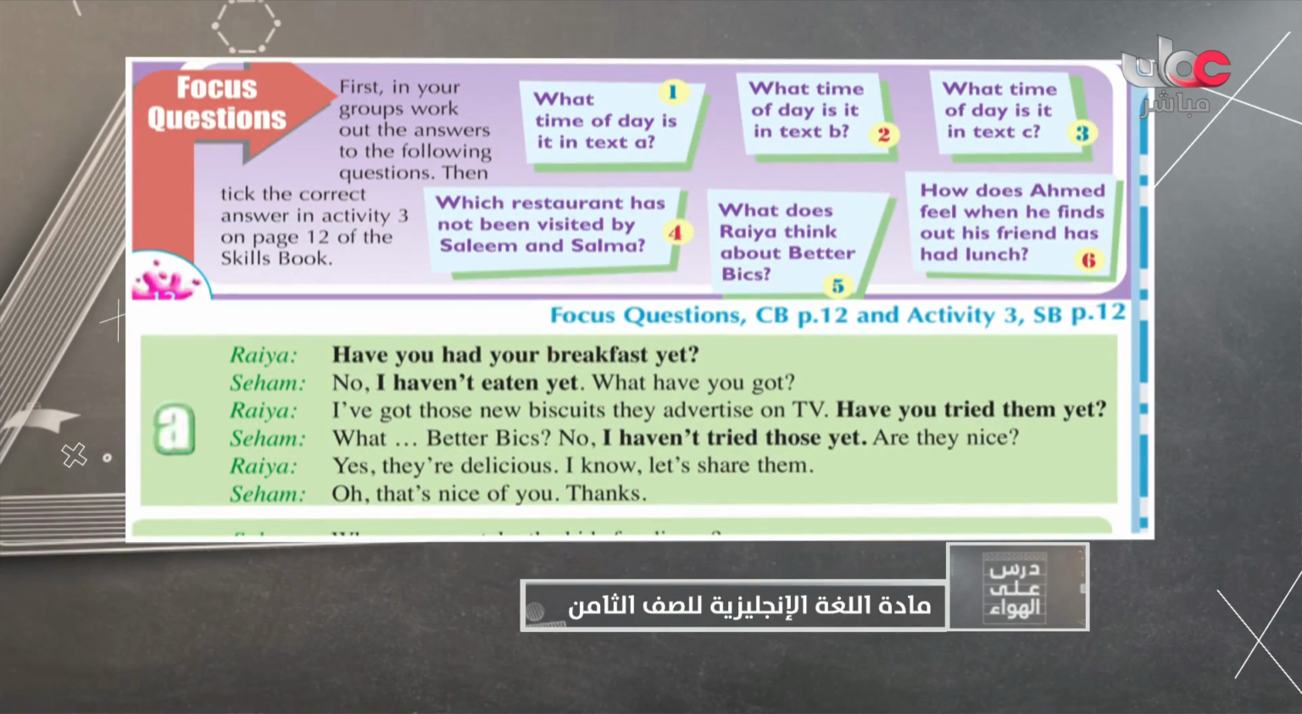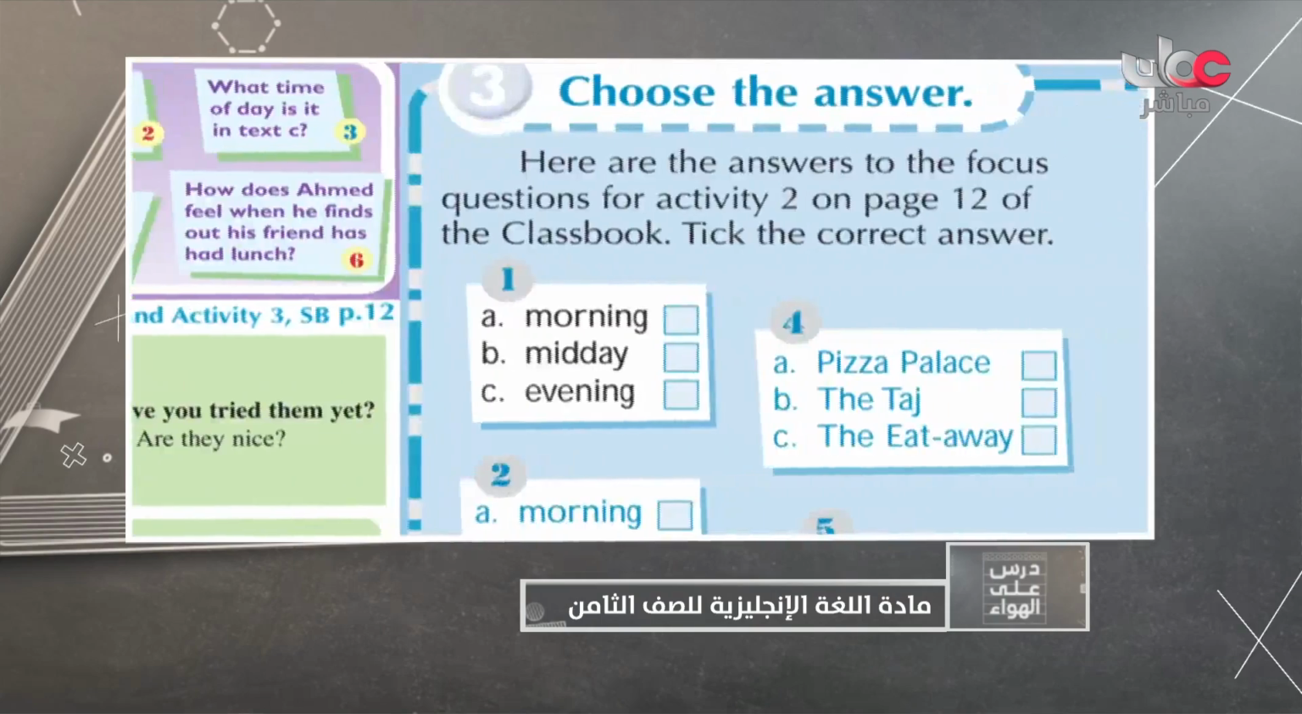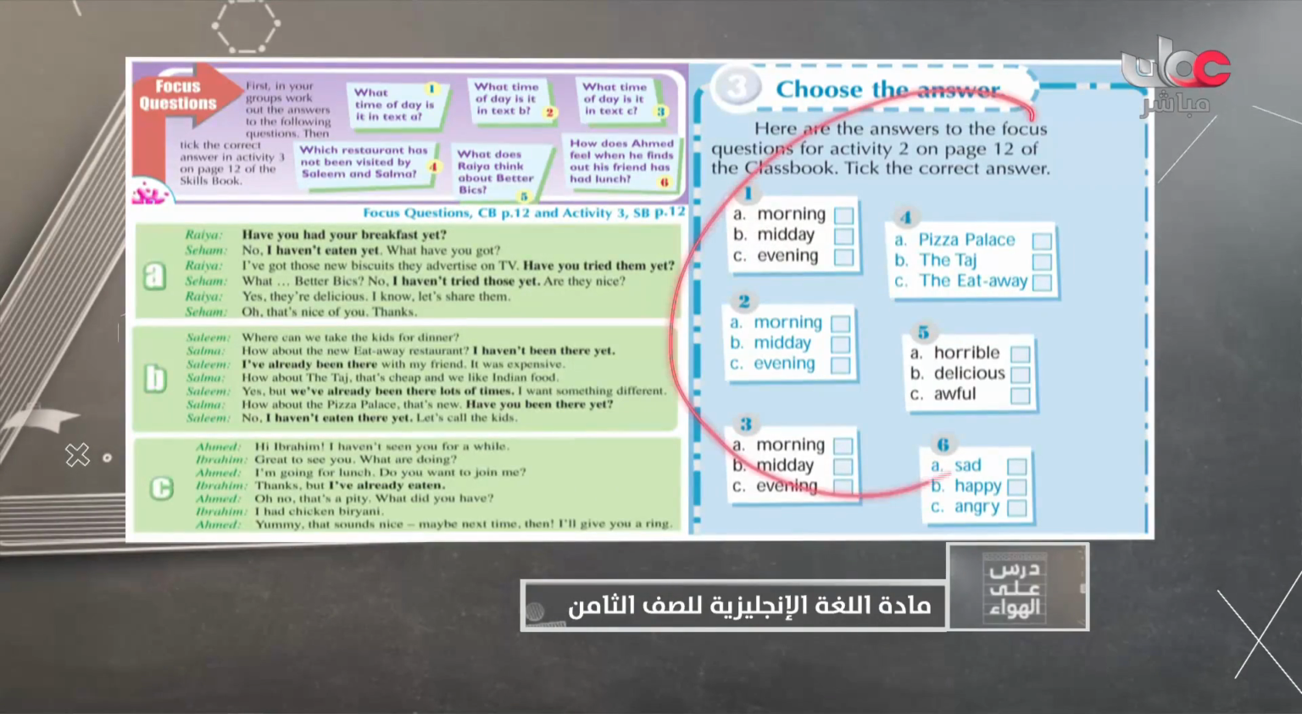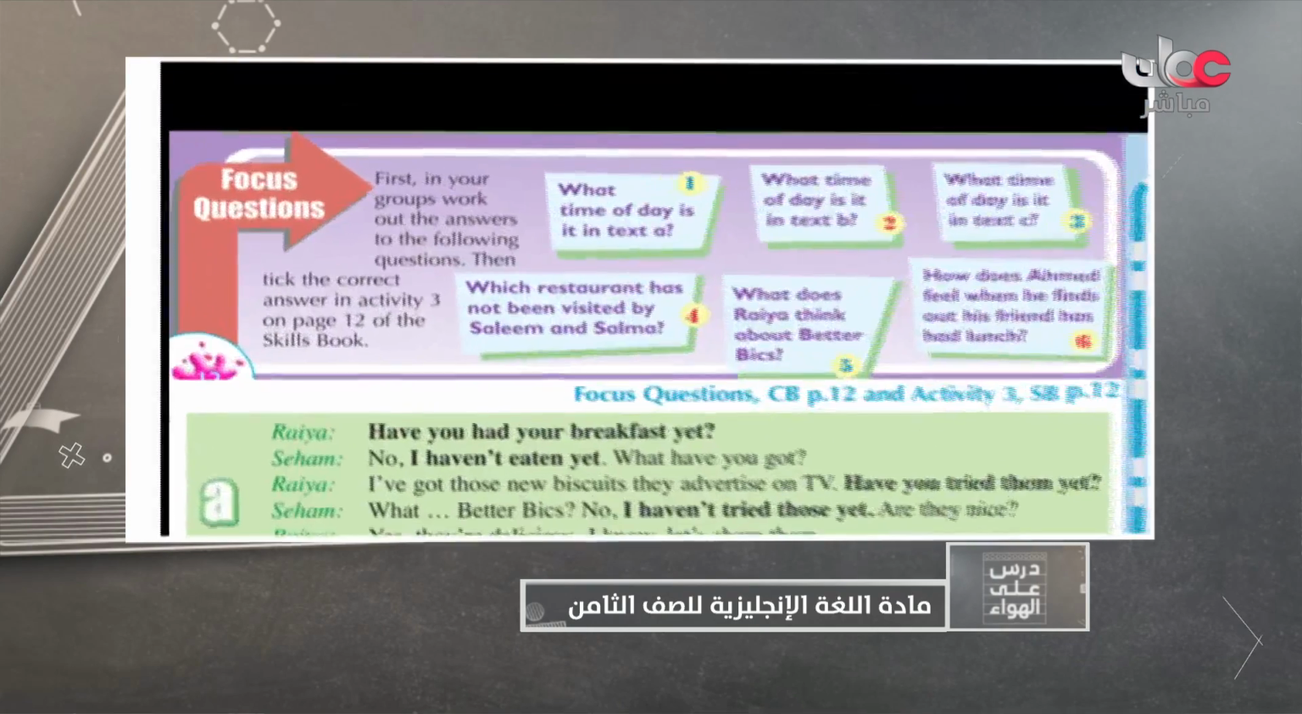Okay. Open your focus questions in your class book, page 12. And also keep your skills book opened on this page, which is also page 12, activity number 3. Okay, so keep the two books opened in front of you. Good. What are we going to do?